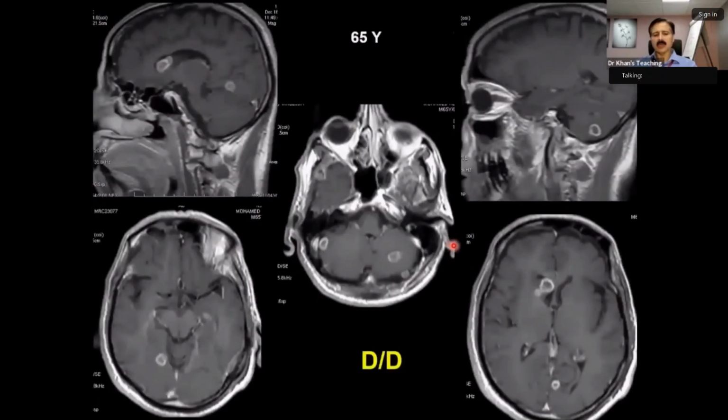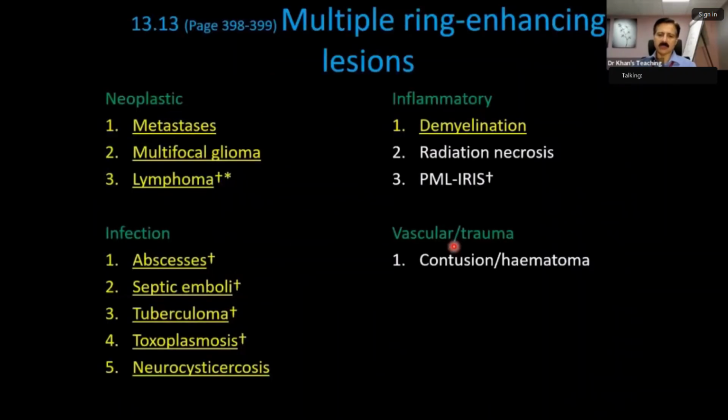This is multiple ring enhancing lesions. There is a differential diagnosis of multiple ring enhancing lesions, which can be asked in medicine. It's an easy one, but just for completion's sake, this was TB, by the way, with central necrosis. In your book, multiple ring enhancing lesions can be neoplastic, infectious, or inflammatory: abscesses, septic emboli. These are important. Some of these we are going to cover shortly.